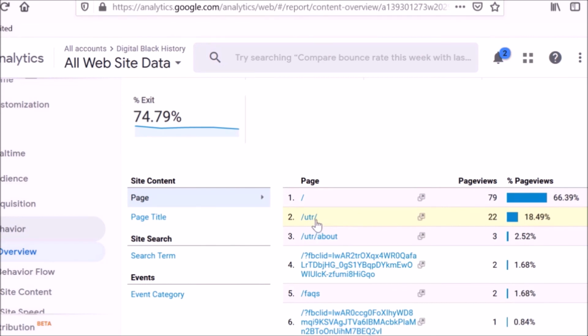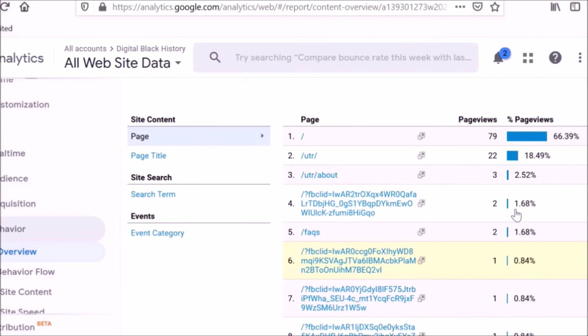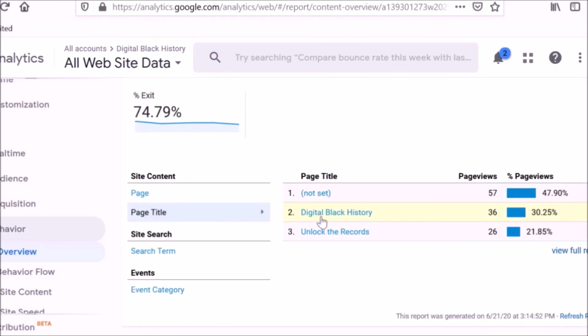I also have another website that is linked to digitalblackhistory.com called Unlock the Records, and it's located at this URL here. And that's where about 18.4% of my page views are coming from. I can also see when people are accessing about pages, frequently asked question pages, and so on and so forth. If I click on page title, it'll tell me what the title of those pages are.